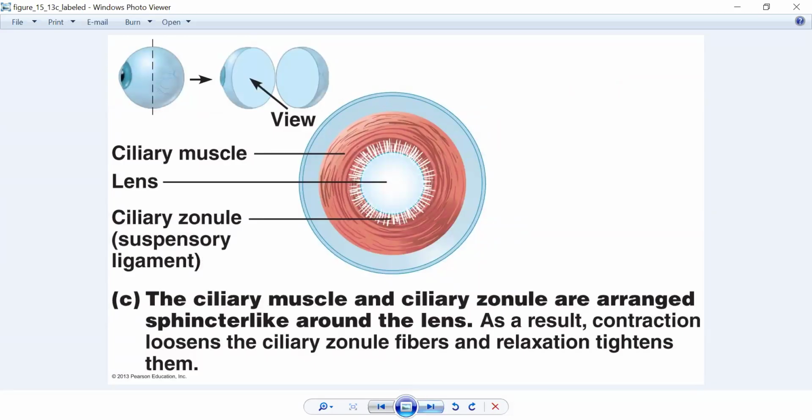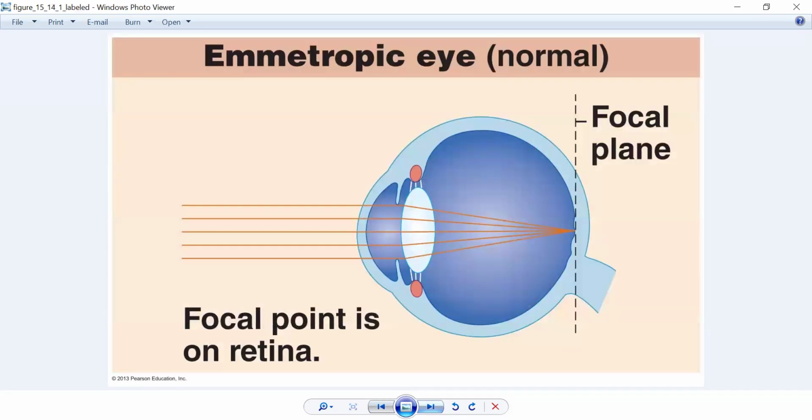And then here they're showing the suspensory ligaments that the lens is attached to, and then the muscle called the ciliary muscle or body that controls the diameter or shape of the lens. A normal shaped eye is referred to as an emmetropic eye, where you have the ability to focus objects just fine onto the fovea centralis.